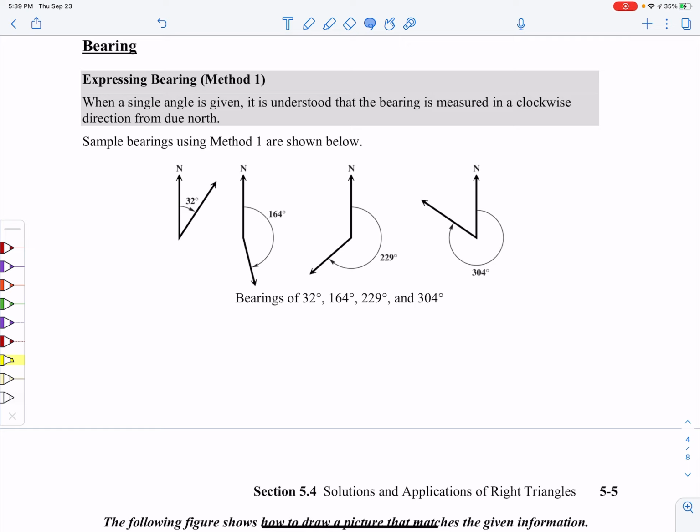And so you can see by the pictures, starting at north, going clockwise 32 degrees. Here, starting at north, clockwise 164. Starting at north, going clockwise 229. And clockwise, starting at north, going 304. And if you think about it too, if I had stopped here, that would be 90 degrees. If I'd stopped here, that would be 180 degrees. If I had stopped here, this would be 270 degrees. So this is going to be past 270 degrees.